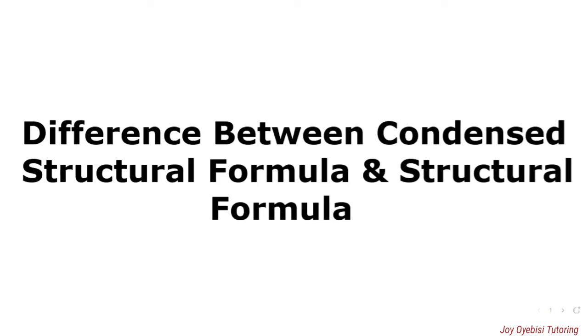In this video, I'm going to be showing you the difference between condensed structural formula and structural formula. The first example here is to write the condensed and structural formula of 2-nonyne. To start, the first thing we do is identify how many carbons we are dealing with. Here we are given non, which is 9 carbons, and the suffix -yne represents triple bonds.